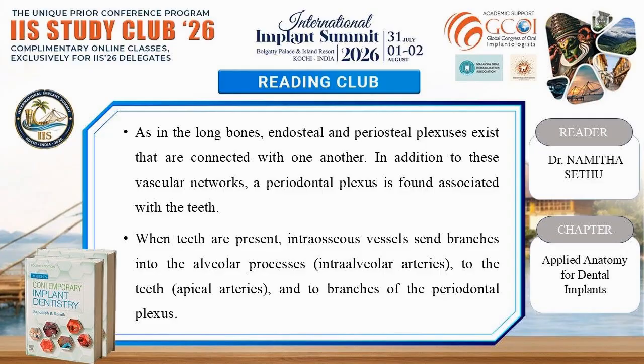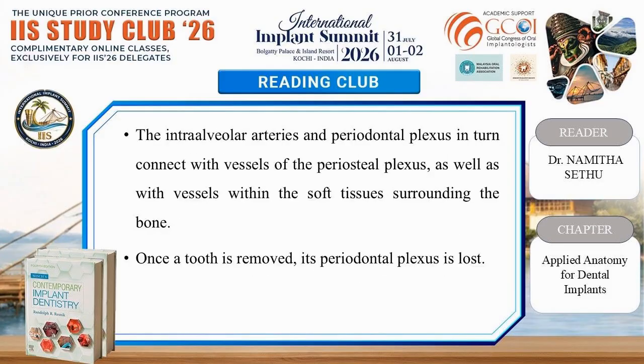When teeth are present, intraosseous vessels send branches into alveolar processes, to the teeth and to the branches of periodontal plexus. The intra-alveolar arteries and periodontal plexus in turn connect with the vessels of periodontal plexus as well as with the vessels within the soft tissue surrounding the bone. Once a tooth is removed, its periodontal plexus is lost.